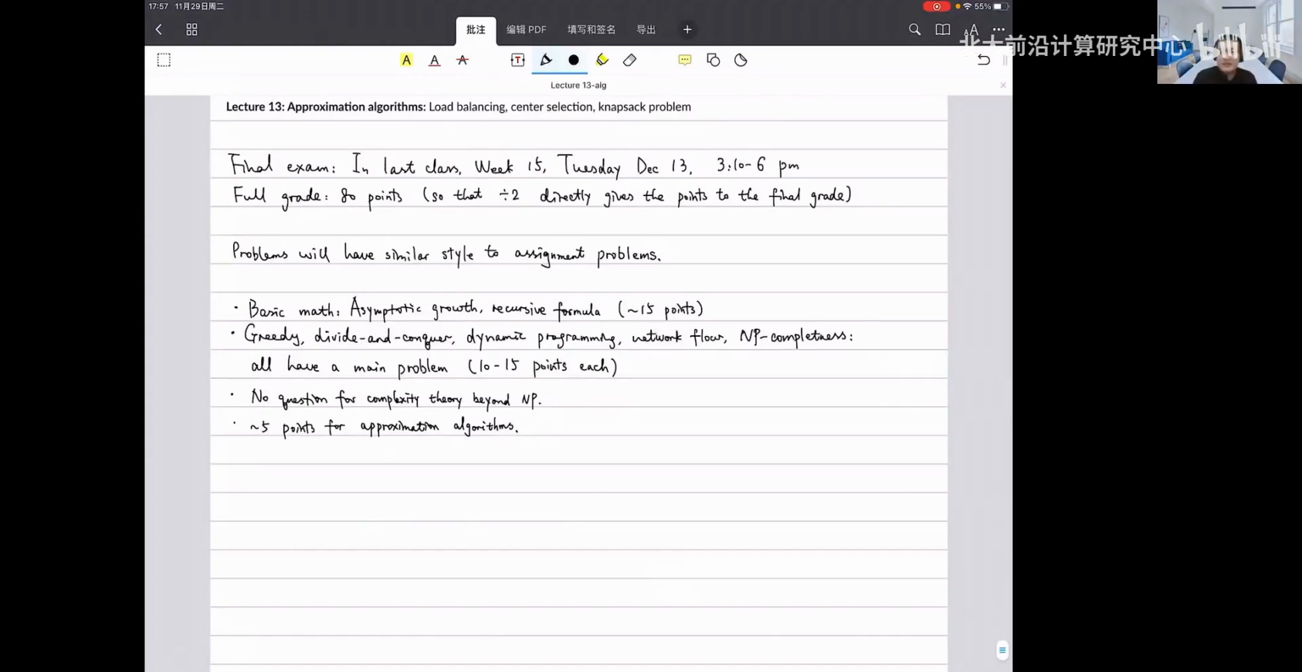Okay, so this is basically the plan for the final exam, and for the whole semester. Is there any question about the final exam, and in general about our course? Okay, if there is no question, just remember to attend the presentations next week.